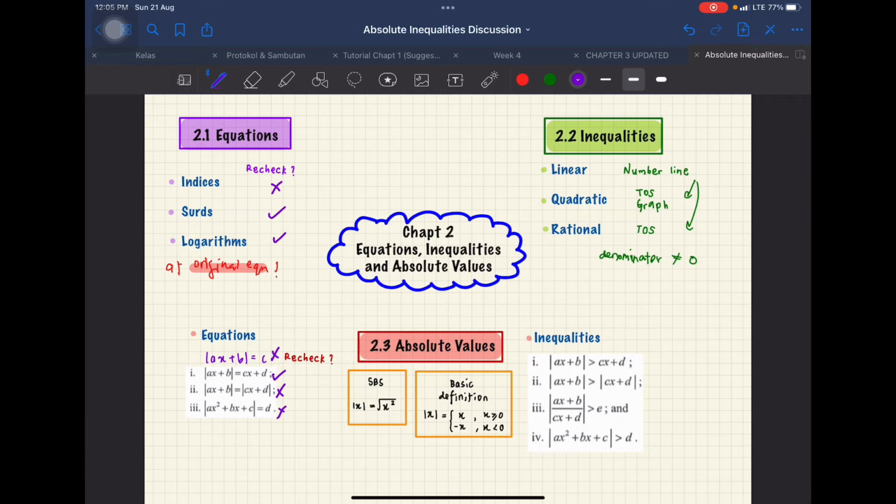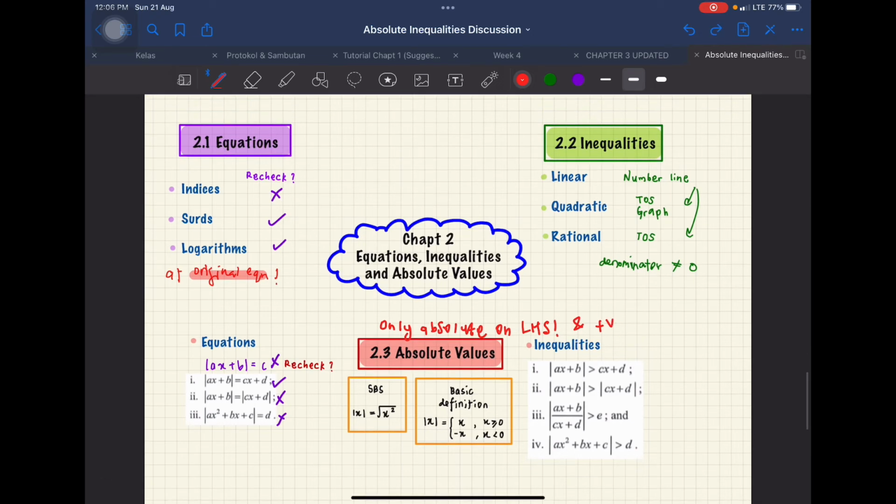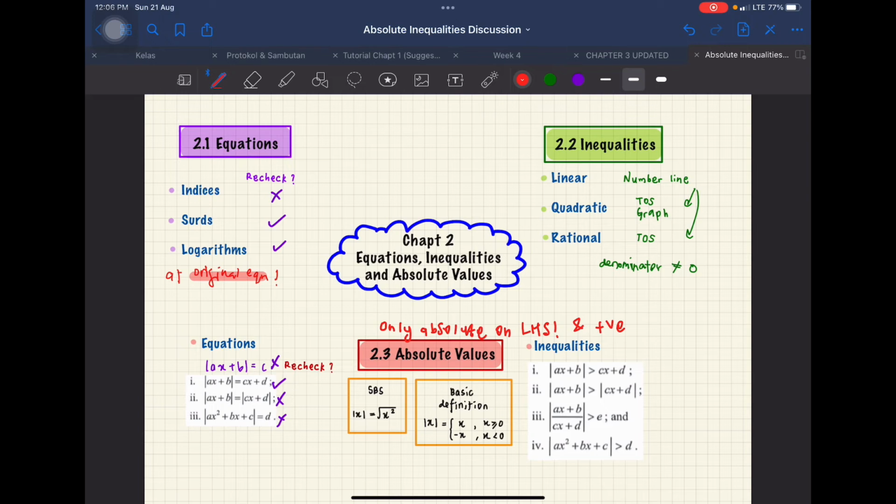Okay, so you need to remember absolute value, satu je kata kunci dia. Awak kena jadikan absolute tu sahaja dekat sebelah kiri. Only absolute dekat sebelah kiri. Only absolute on left hand side and positive. Dia mesti positif. Saya tak nak depan absolute tu negatif. Jadikan dia positif juga. Okay, kita nak absolute sahaja belah kiri and dia mesti positif.